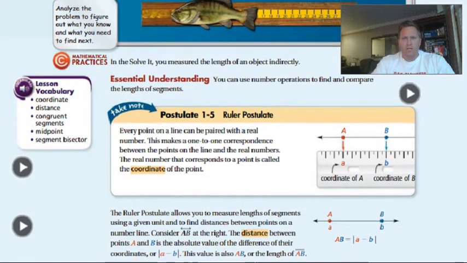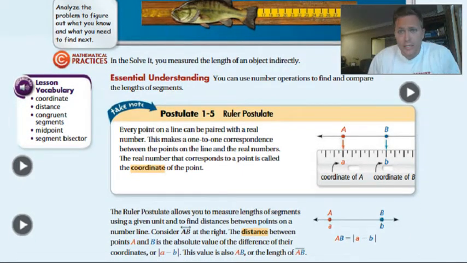The first thing that we're going to talk about is this postulate. You don't have to write this down. Normally we do write these down, but this one, let's just talk about it really quick. It says, and I'll read it really quick, every point on a line can be paired with a real number. This makes a one-to-one correspondence between the points on the line and the real numbers. The real number that corresponds to a point is called the coordinate of the point. All this is saying though is if we have a segment, we could use like the ruler postulates in order to measure the lengths and then in order to figure out the distance between the 2 points.